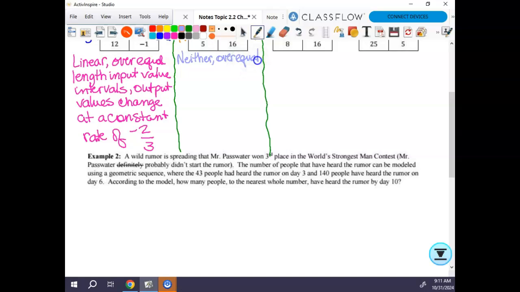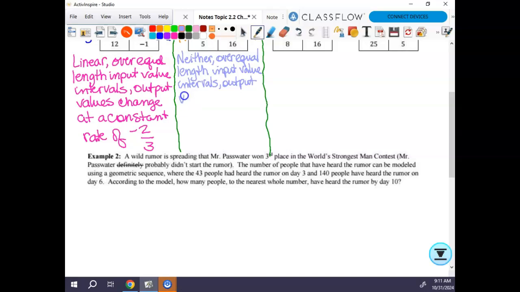Over equal length input value intervals. And we talk a lot about X and Y, but making sure we're using the words input and output is important because that's going to help us in writing an explanation, one of our FRQs. They seem to prefer that wording, and obviously it's not always X and Y. But okay, so over equal length input value intervals, output values, because this is all about how your output values change in relation to your input values, right?